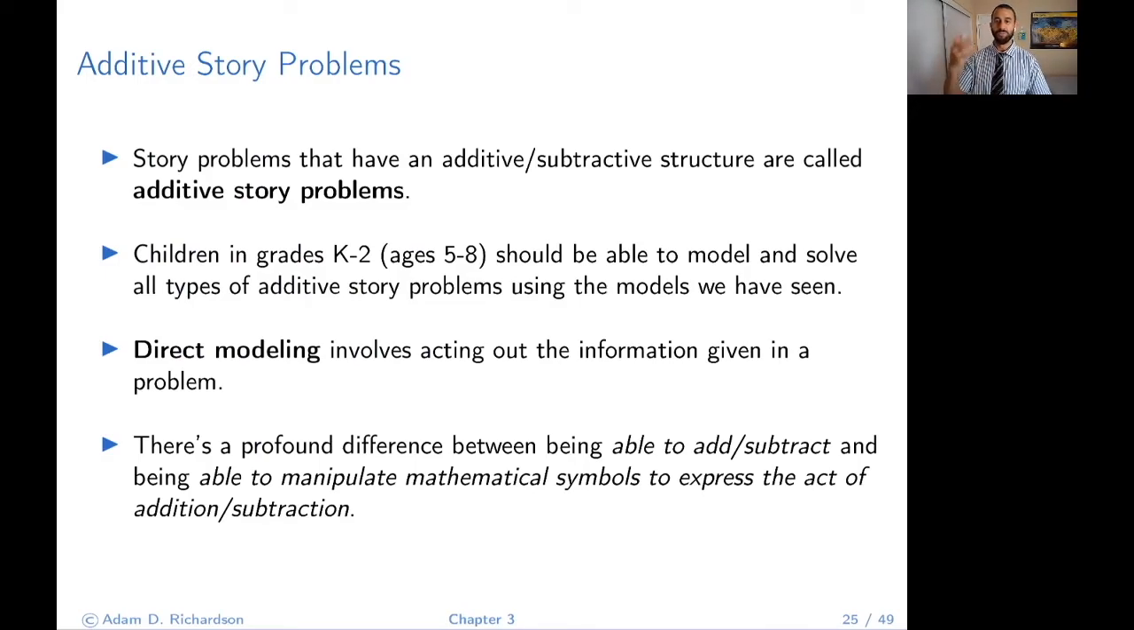If you want to have an intermission or take a break here, there's a profound difference between being able to add and subtract and being able to manipulate mathematical symbols to express the act of addition and subtraction. This is the key thing. See, in the old pedagogical model from back when I was in K-12, if a student was unable to perform the subtraction algorithm, like 12 minus 9, and you'd have to say, oh, this one doesn't work, right?